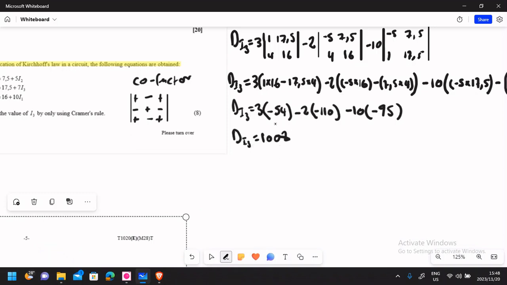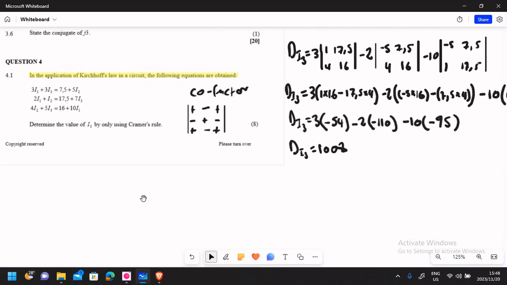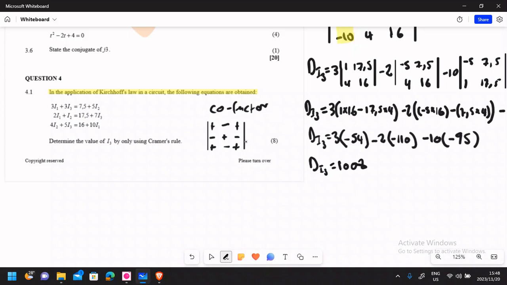I3. Okay. Now, how do we calculate the unknown? Remember, the question is calculate. Let me just go back. Remember, the question says calculate the value of I3. Now, when you calculate the value of whatever is required, in this case it's I3, the formula is like this: I3 is equal to the determinant of I3 divided by the determinant that we calculated earlier on.